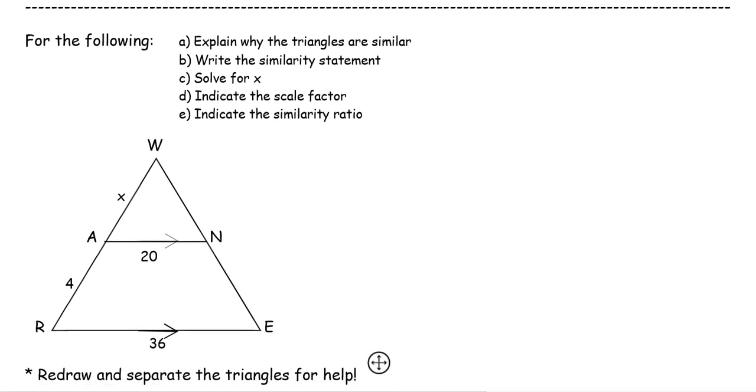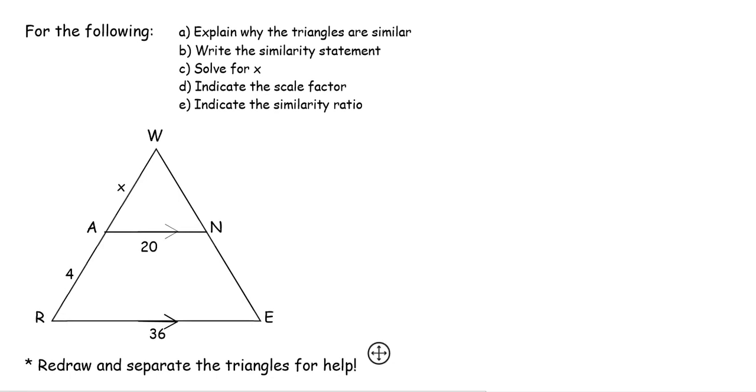So for our first problem, we've got lots of parts here. Explain why the triangles are similar. So that's part A. We are going to show they are similar by angle-angle similarity. So I need to show that two sets of corresponding angles are congruent. Well, we do have two triangles here. And if it's hard to see, you can redraw those triangles and separate them. Because we have overlapping triangles, sometimes it can be a little bit more difficult to see which two we're talking about.